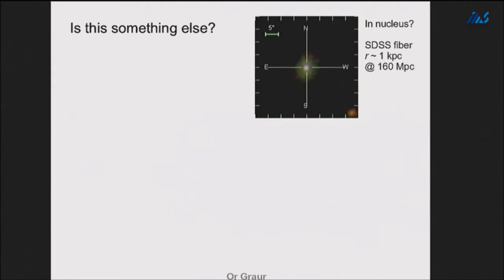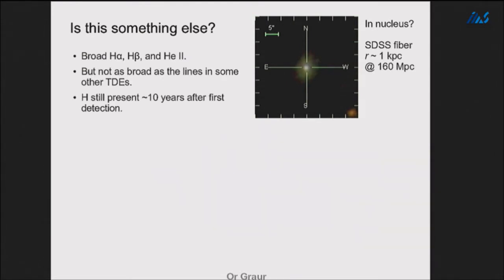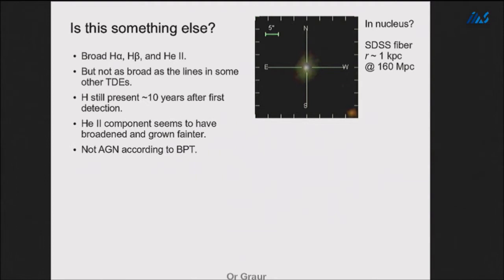Few things we need to look at. So first of all, this was found in the center of an SDSS galaxy, which is all well and good, except that the fiber aperture has a diameter of 3 arcseconds, which means 1 kiloparsec at the distance to this galaxy. So it doesn't have to be in the nucleus. There's the broad lines we mentioned, but they're not as broad as some of the other TDEs. The hydrogen is still present a decade after first detection. The helium-2 component seems to have broadened and gone fainter.